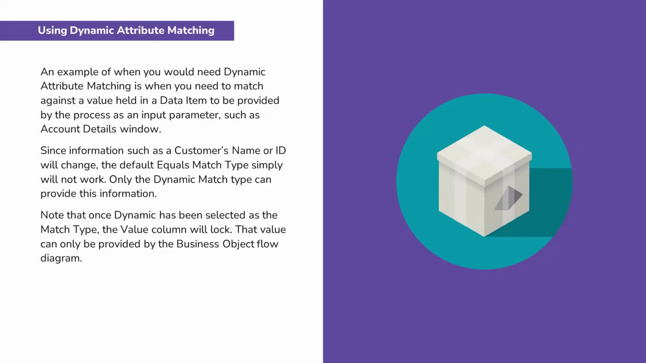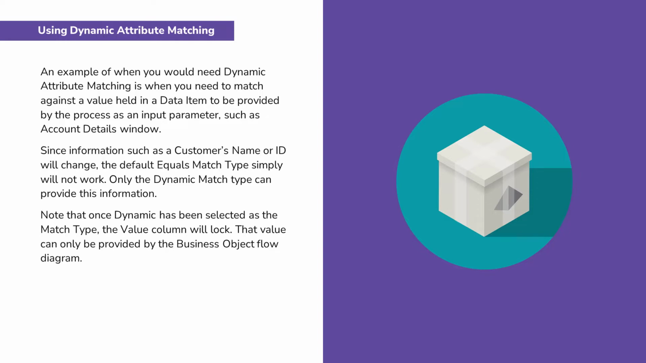An example of when you would need dynamic attribute matching is when you need to match against a value held in a data item to be provided by the process as an input parameter, such as account details window. Since information such as customer's name or ID will change, the default equals match type simply will not work. Only the dynamic match type can provide this information.